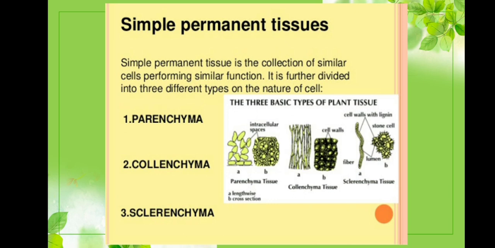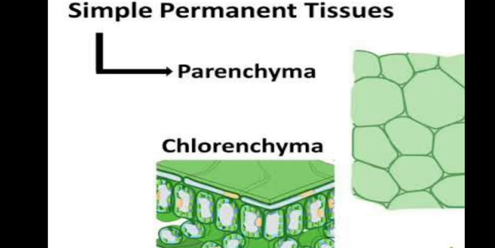It is further divided into three components. They are parenchyma, collenchyma and sclerenchyma. Parenchyma are simple permanent tissues composed of living cells. These cells are thin-walled, oval, rounded or polygonal in shape. They are filled with air spaces.